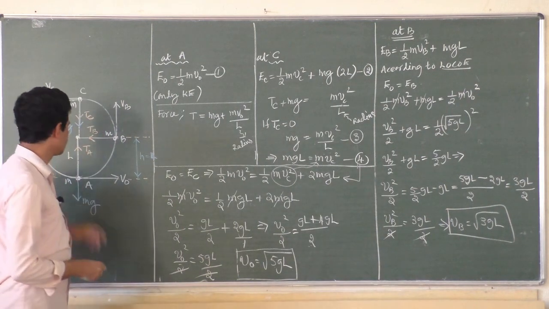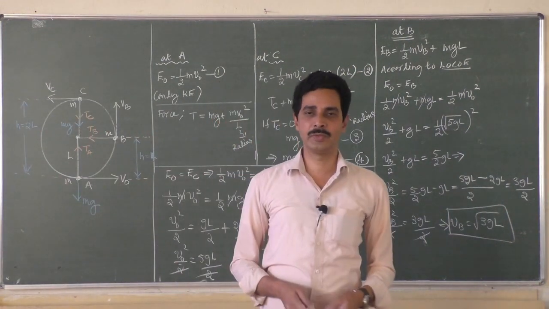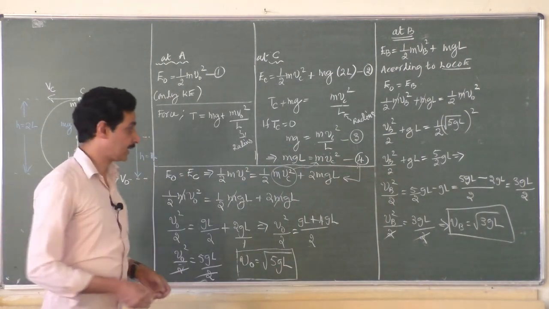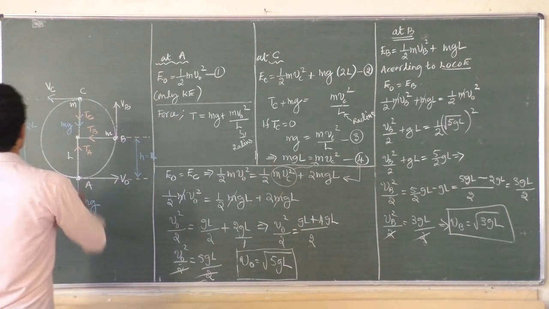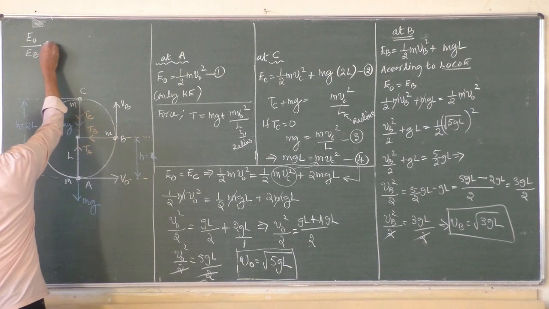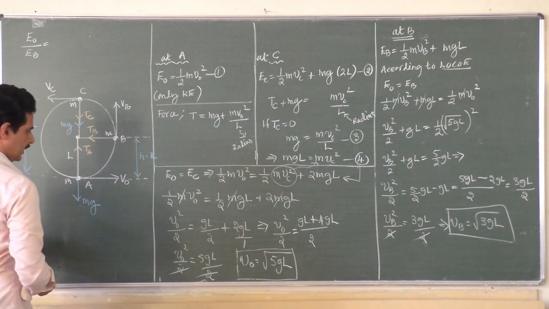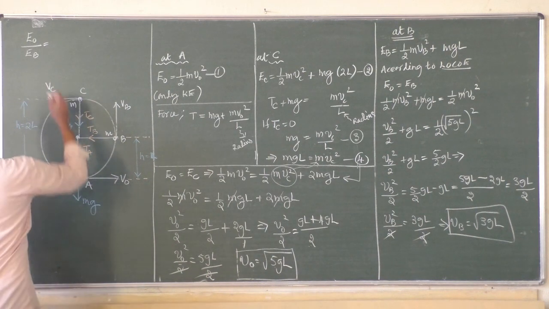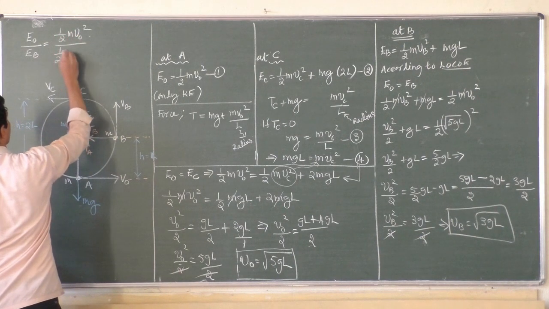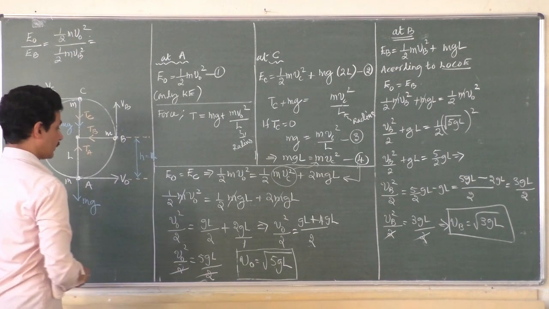So we have got the velocities at different positions of the object. Now if you are asked to find the ratio of kinetic energy of the body at O and B, the ratio of kinetic energy at O and B, kinetic energy at O by kinetic energy at B must be equal to half mV naught square divided by half mVb square. Half m gets cancelled, that is V naught square by Vb square.